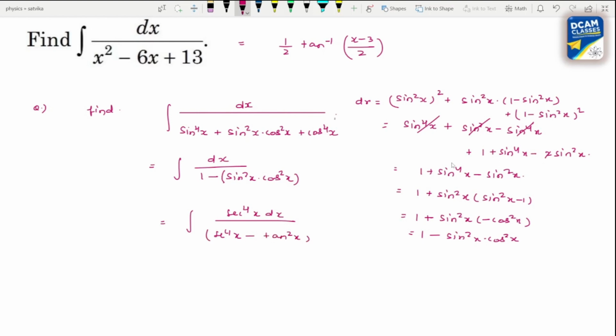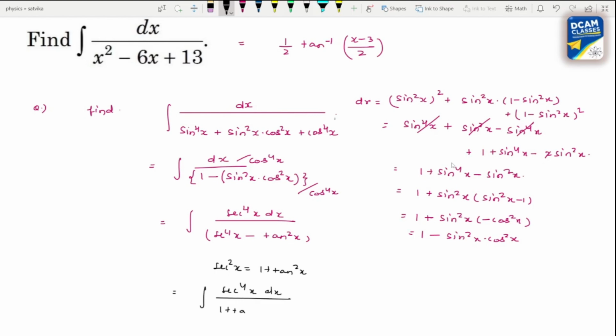See, I have divided the numerator and denominator by cos power 4x. So the numerator will become secant power 4x, and the denominator will become secant power 4x minus tan square x. Correct? Yes, sir. Now what you can do, you know secant square x is equal to 1 plus tan square x. So let the secant power 4x in the numerator stay as it is.